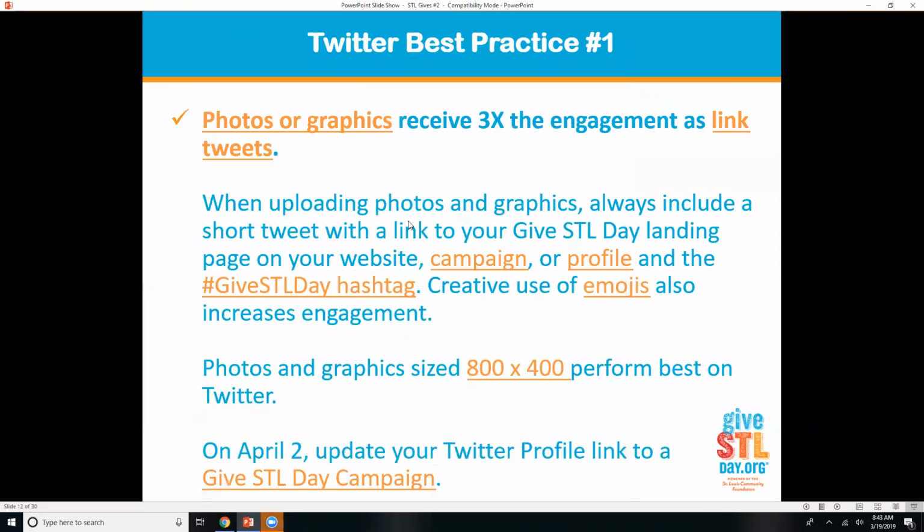3 times the engagement is a fraction of what that engagement used to be 5 years ago. So if I would send out a tweet, it'd get 50 likes. Now if I send it, I'm lucky if I get 10 or 15.